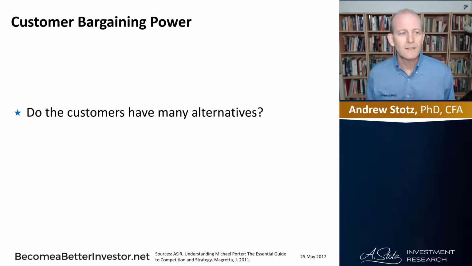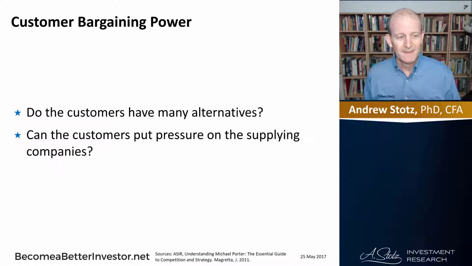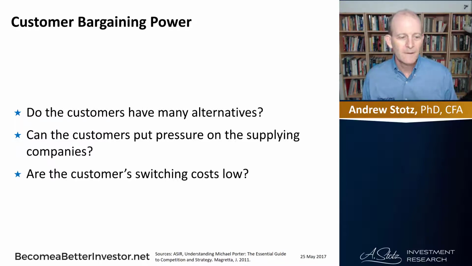So let's go through some of those questions. Do the customers have many alternatives? If your customers have many alternatives, you're in trouble. It could make the industry unattractive. Can the customers put pressure on the supplying companies? If they can pressure you and you're analyzing a company in the middle, that could be weak power for the company in the middle, strong power for the customer. Are the customer switching costs low? Is it easy to just jump from one supplier to the other? If that's the case, then the industry may be unattractive for the company that I'm analyzing in the middle.